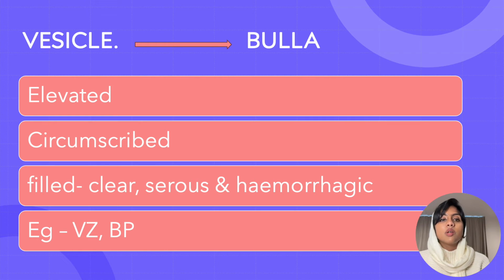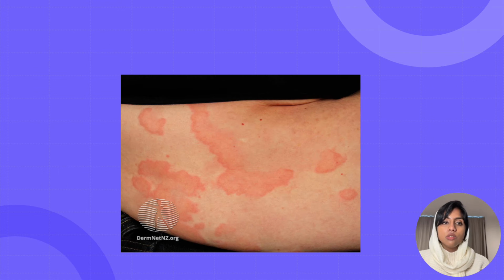So this is nothing but a vesicle when it's less than or equal to 1 centimeter, and a bulla when it's more than 1 centimeter. And where do these lesions occur? For example, varicella zoster, which is commonly called chicken pox, or it can be bullous pemphigoid as we saw in one of the images. So this is again one of the primary lesions that you need to know.